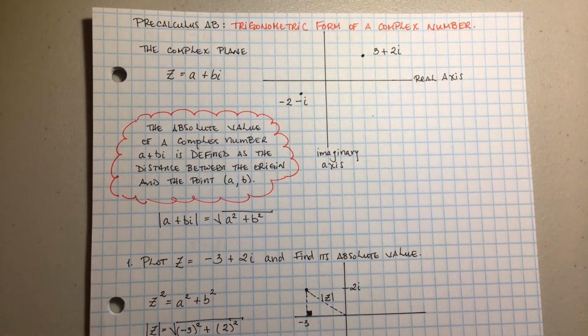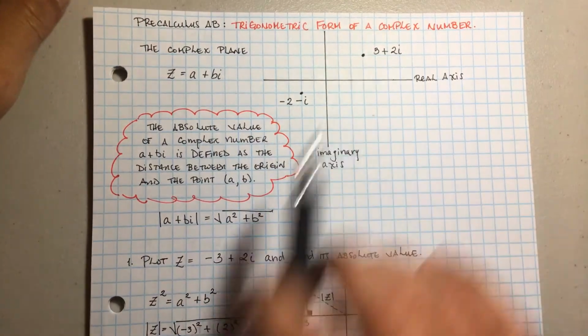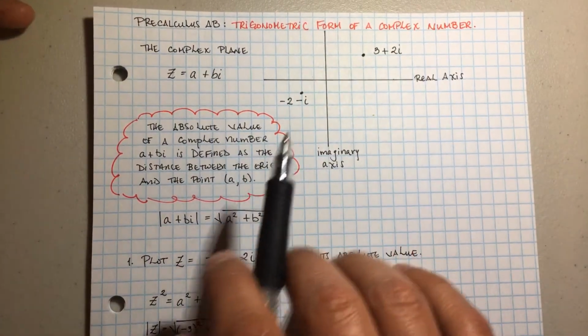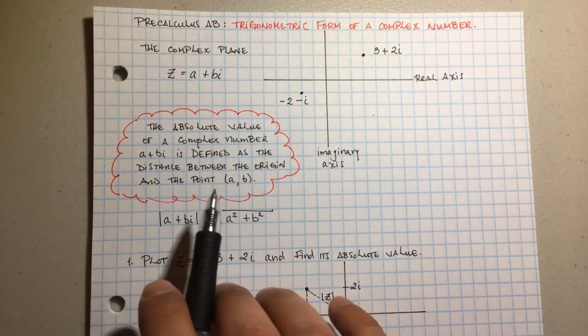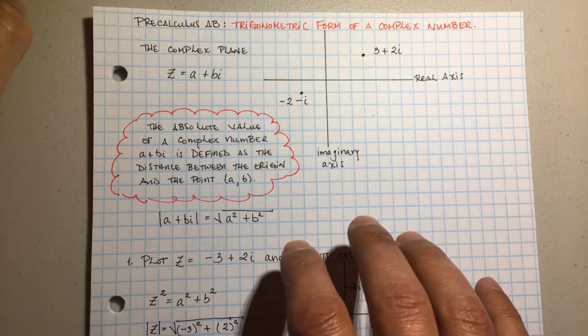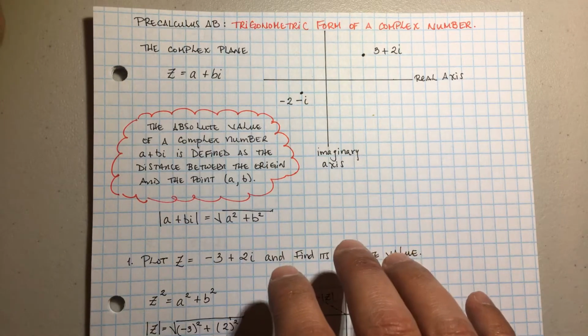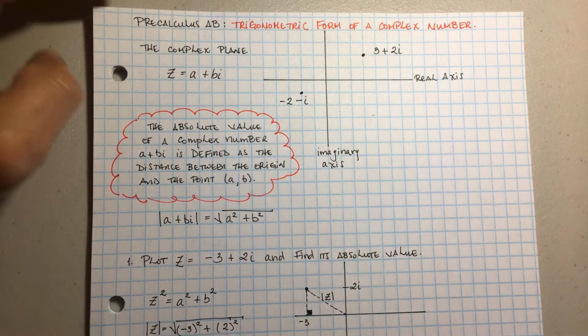Hey guys, in today's lesson we're going to talk about complex numbers and how we can write complex numbers in trigonometric form. But the first thing we got to do is understand what a complex number is and how we graph it on the complex plane. And this is very easy.